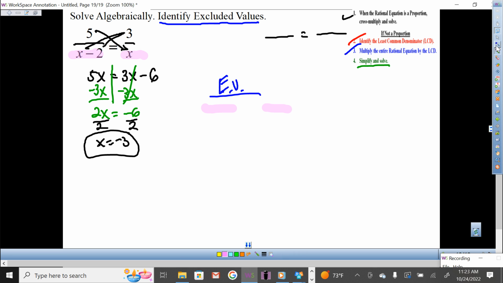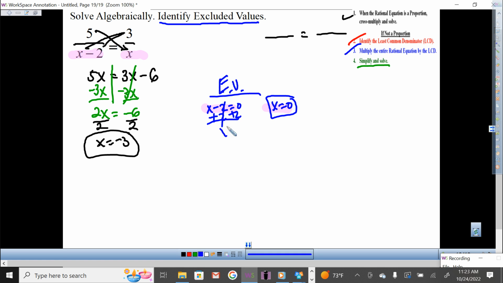So I'm going to write x minus 2 equal to 0, and then the other one is x equal to 0. This one's already solved. This one I add 2 to each side. x equals 2. Those are my excluded values. From 1 to 5, I'll confer with you on this. 5, 5, 5, 4.